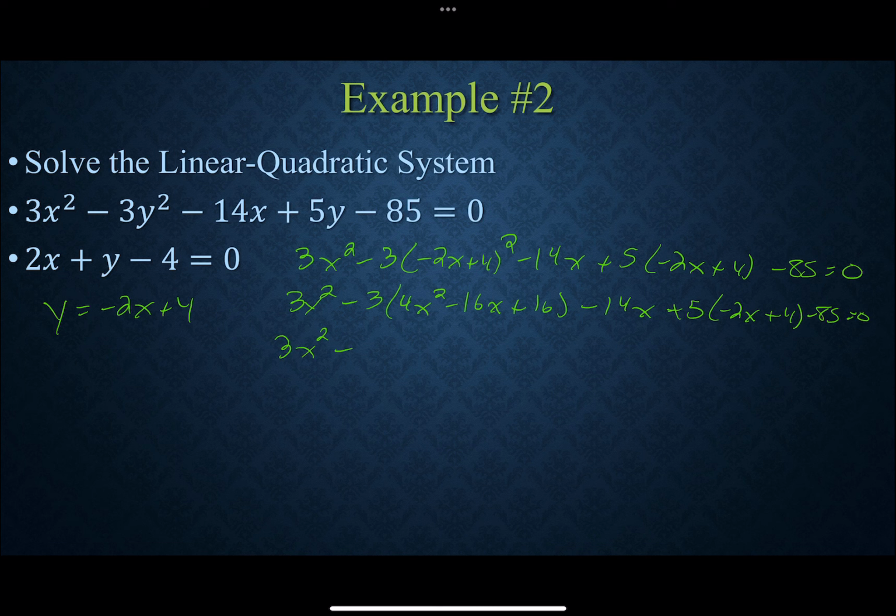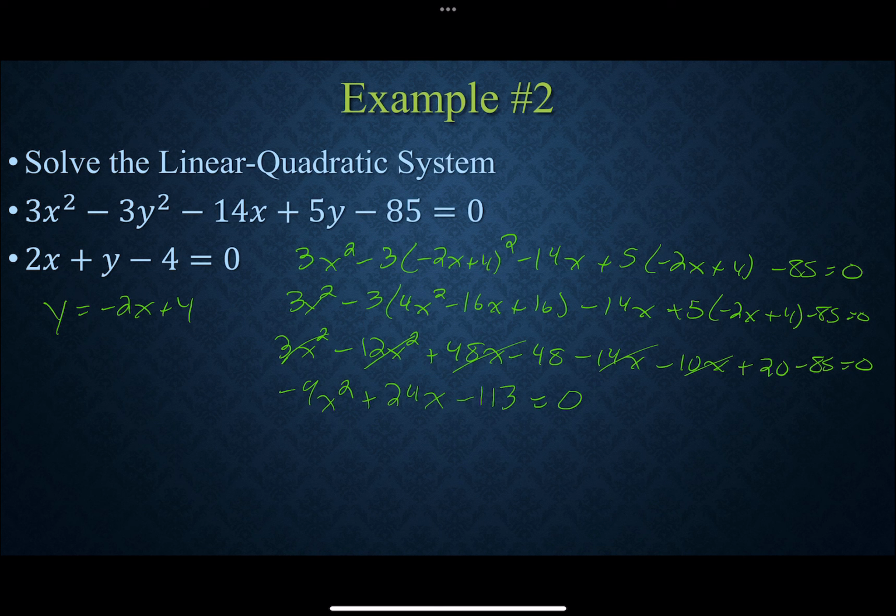Distributing is going to give us a negative 12x squared plus 48x minus 48, minus 10x plus 20, minus 85. When we go through and combine our like terms, we're going to get a negative 9x squared for the x squared terms. When we combine our regular x's, we have 48 and negative 14 and negative 10. That's going to make a positive 24x. And then we have our negative 48, positive 20, and negative 85, giving us a negative 113.